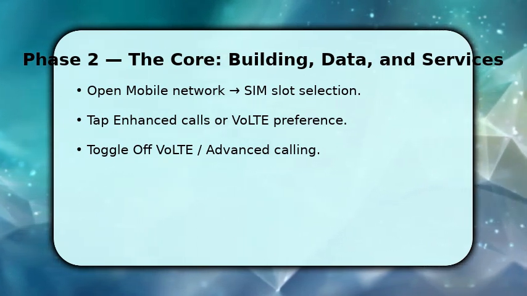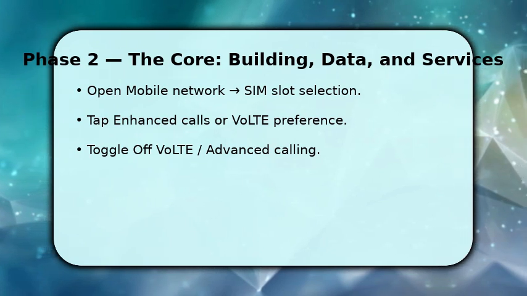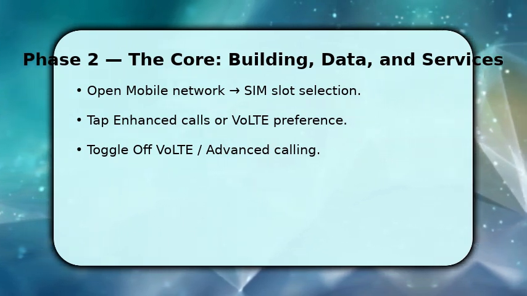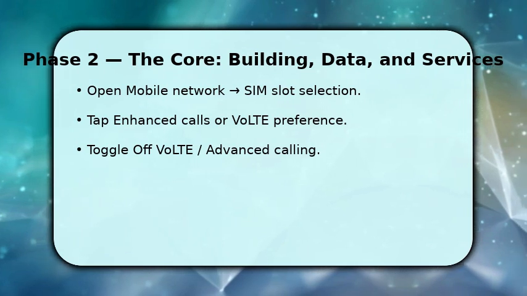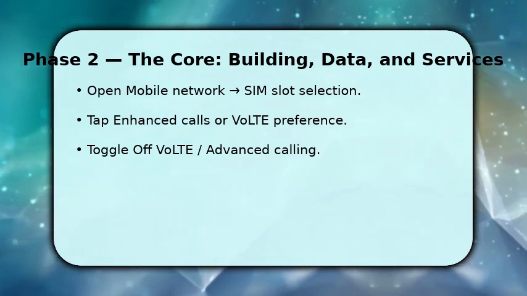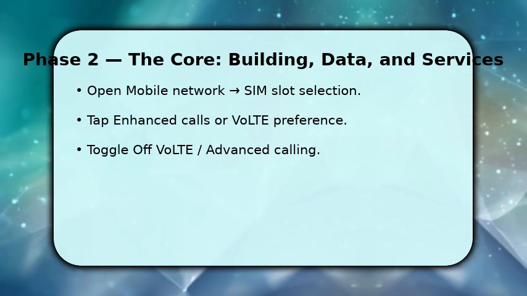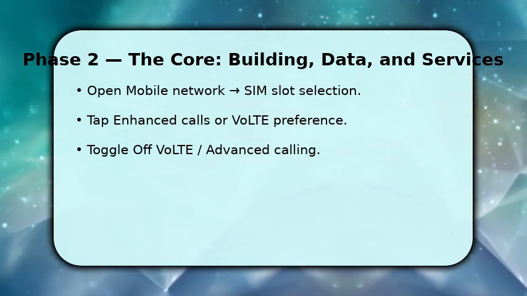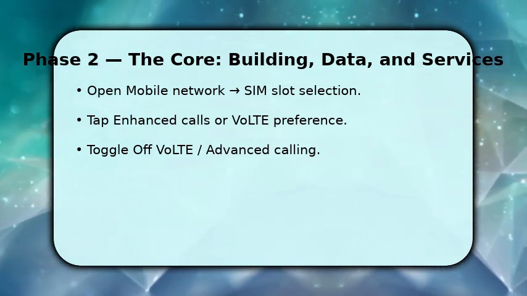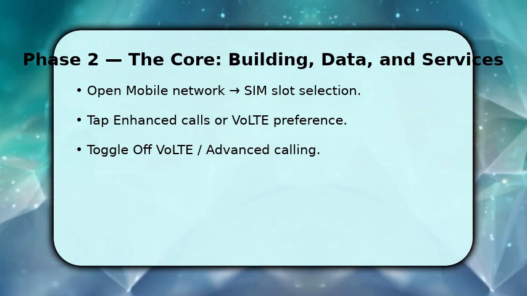If you see a Volte preference, toggle it off and wait for the network indicator to change. This disconnects the voice over LTE service. Make sure to restart the phone app or reboot the device if the carrier still shows Volte, because some settings only apply after a reboot.